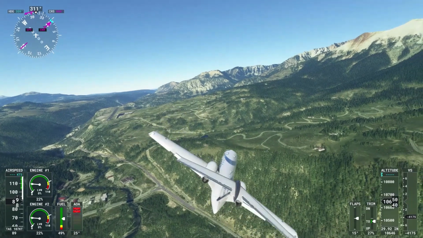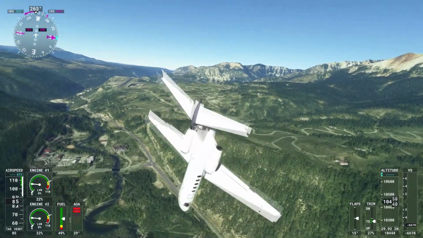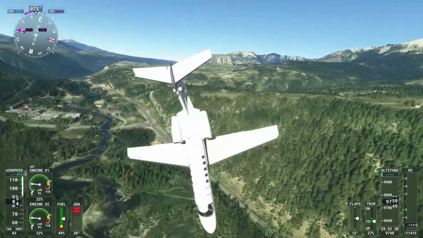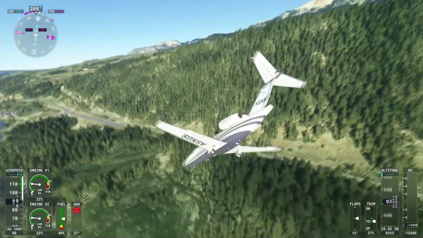The pilot tries to recover, but it's too late. The asymmetric stall is violent and fast. The plane immediately rolls left and enters into a spin. There is no recovery.